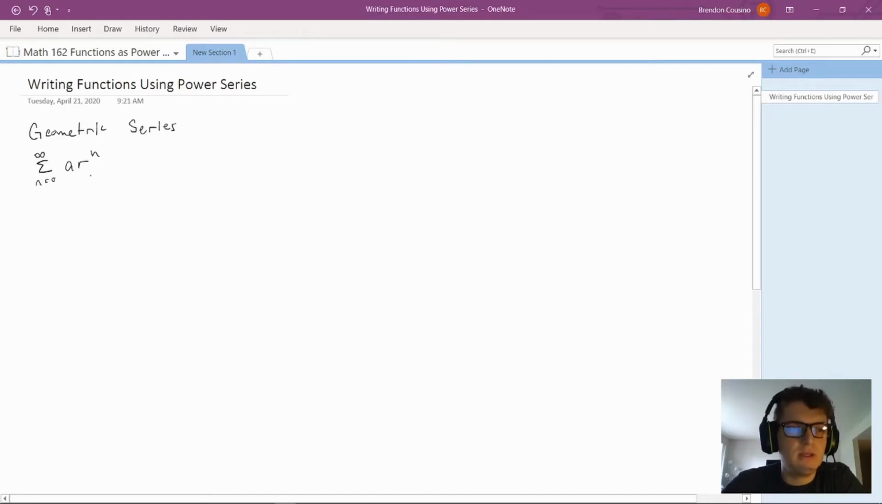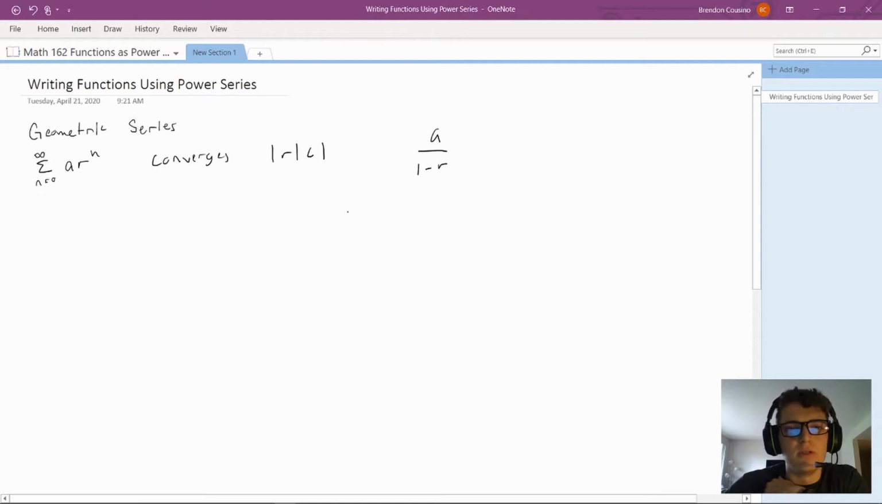All right, so to begin writing functions as power series, we're going to begin with the geometric series. I have the geometric series form written out here. It's this infinite series as n goes from 0 to infinity of a times r to the n. And we know that this series converges when the absolute value of r is less than 1, and we know it converges to a over 1 minus r.